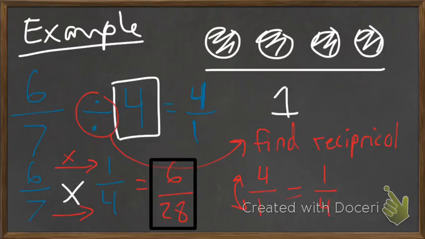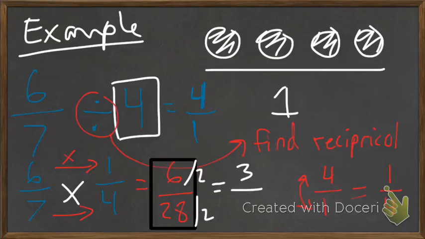But I don't think we're done yet, because if I look at 6 over 28, I know there's a couple of numbers that I can divide 28 by, that I can also divide 6 by. One of them is 2. So if I divide each side by 2, I will get 3 over 14. And that is our final answer.